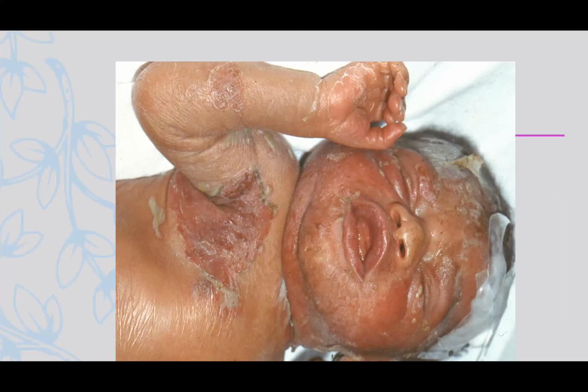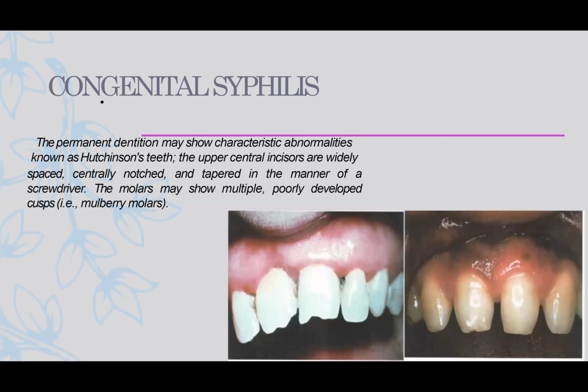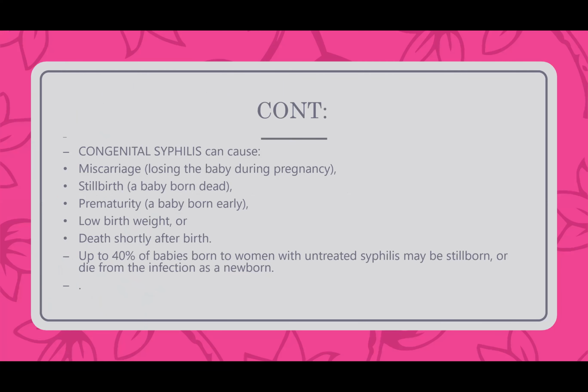The permanent dentation may show characteristic abnormalities known as Hutchinson teeth. The upper central incisors are widely spaced, centrally notched, and tapered in a manner of a screwdriver. The molars may show multiple poorly developed cusps, mulberry molars. Congenital syphilis can cause in the mother miscarriage, stillbirth, prematurity, low birth weight, death shortly after birth. Up to 40% of the babies born to women with untreated syphilis may be stillborn or die from the infection as a newborn.